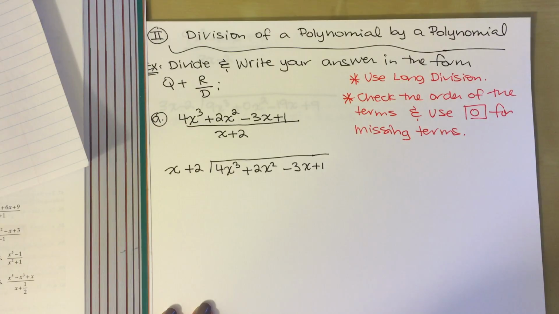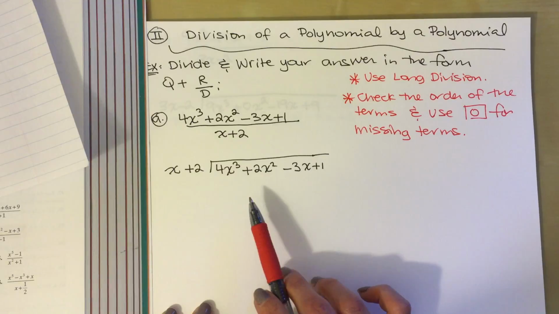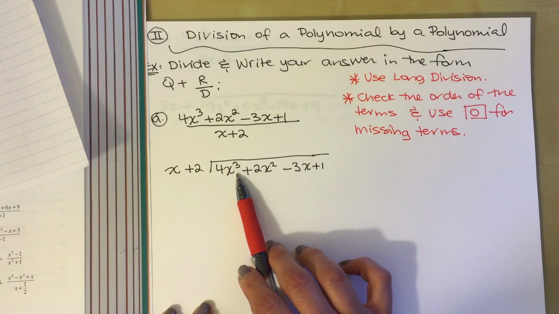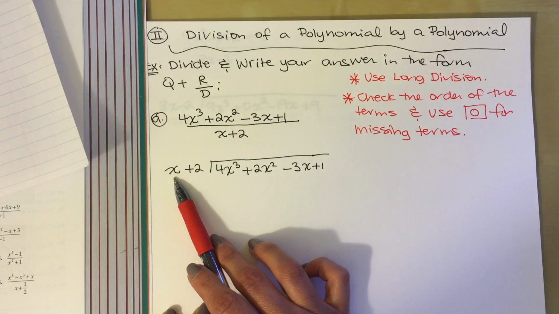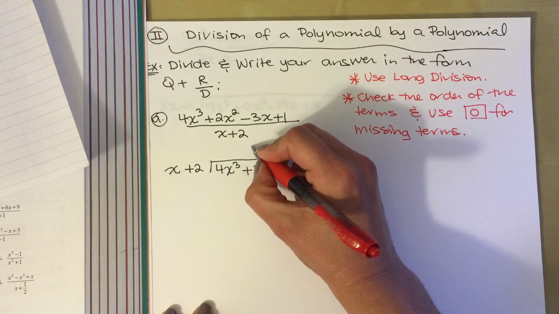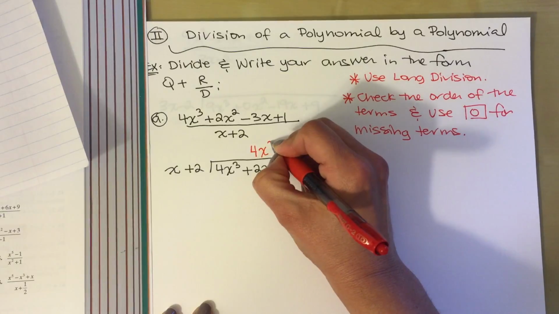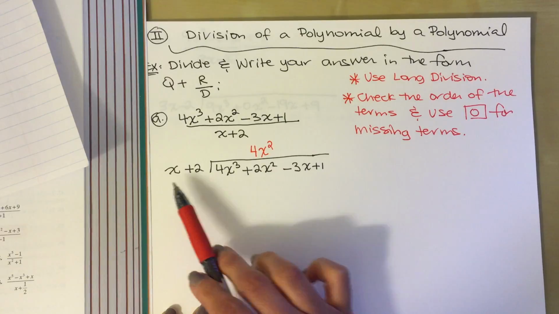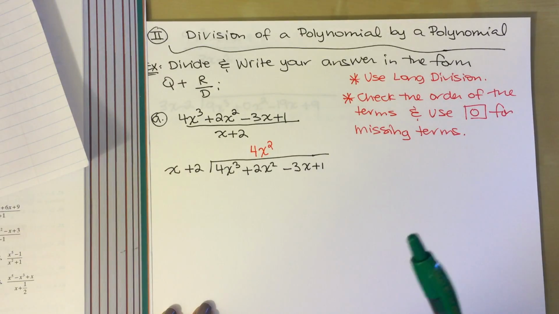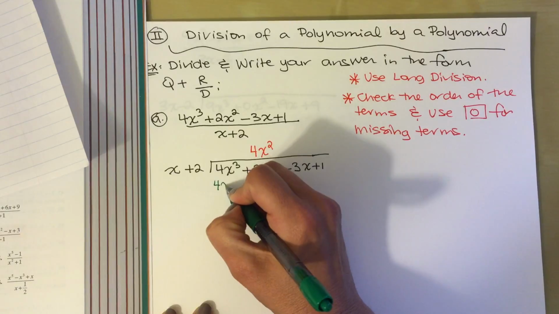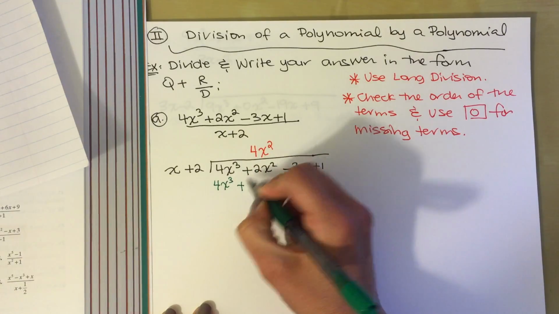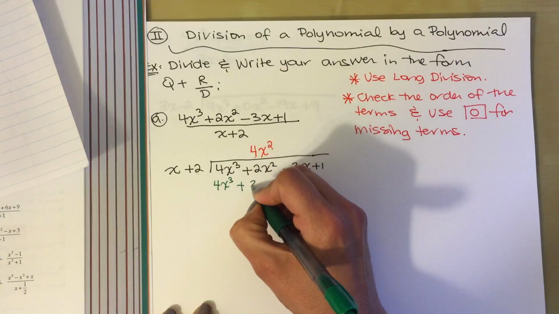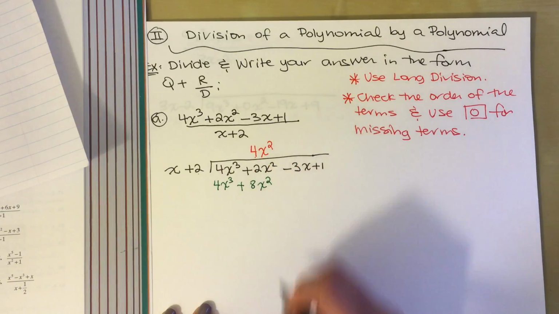This is how we go through long division. You need to get 4x to the 3rd. So we ask ourselves, x times what is 4x to the 3rd? That would be 4x squared. And then you multiply. 4x squared times x gives me 4x to the 3rd. Plus 4 times 2, that's 8x squared.